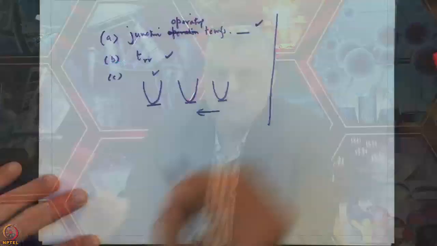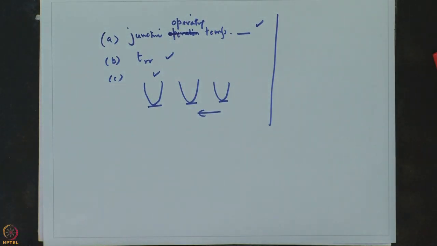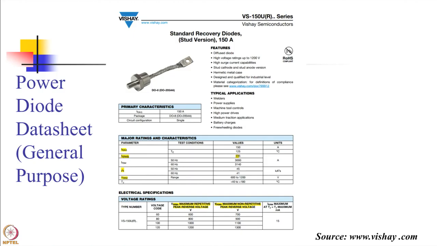All these are very important parameters that somebody will typically look at when looking at the data sheets of power diodes. You can see the forward average current, the forward RMS current, and you can see that this example happens to be a 150 ampere stud type diode. You can see all these values are given.